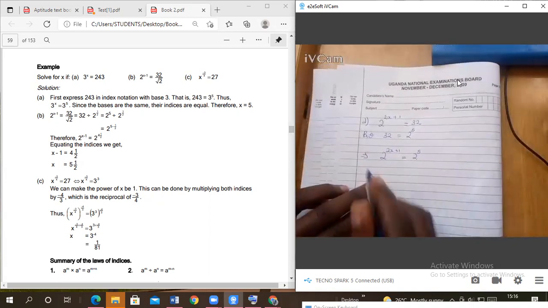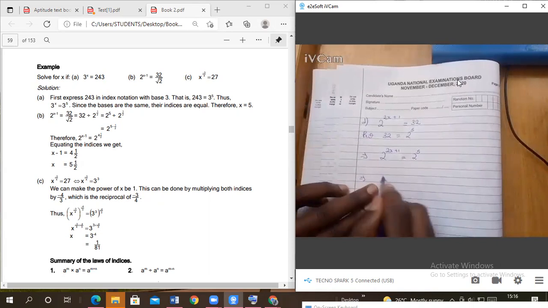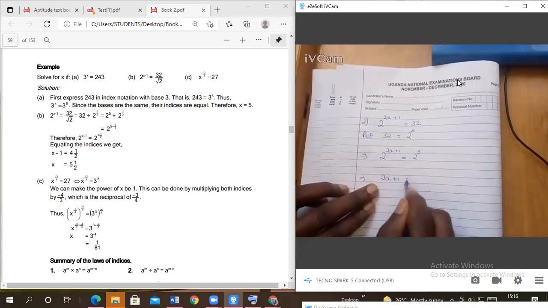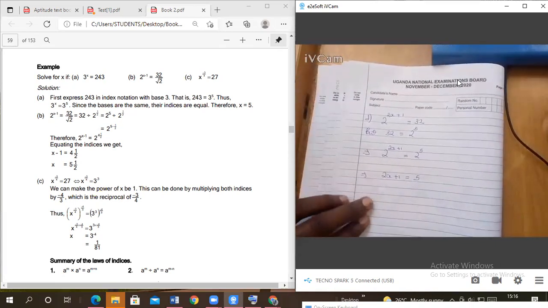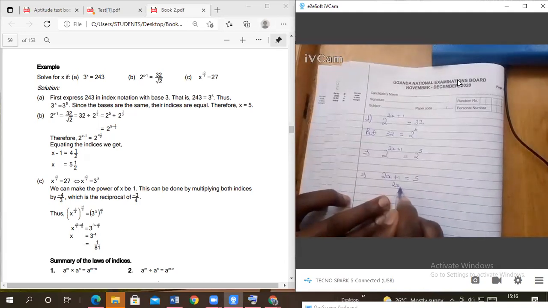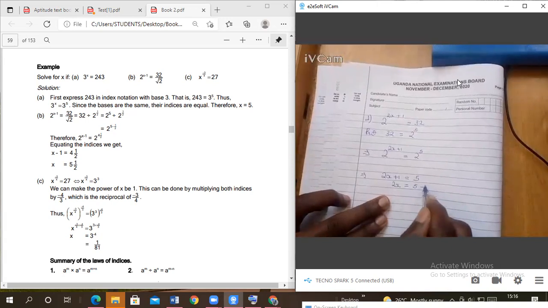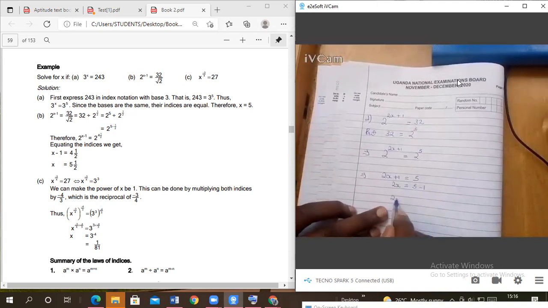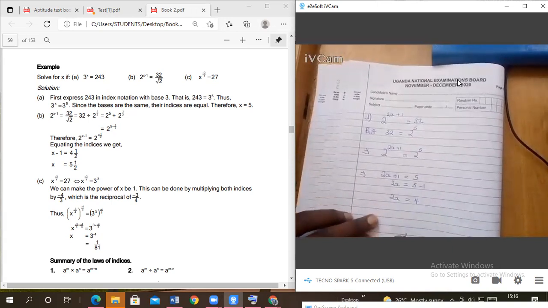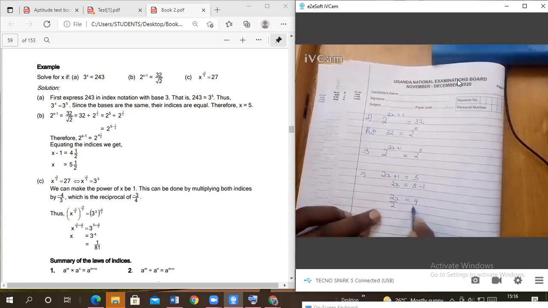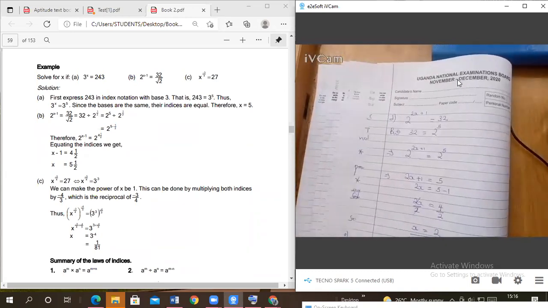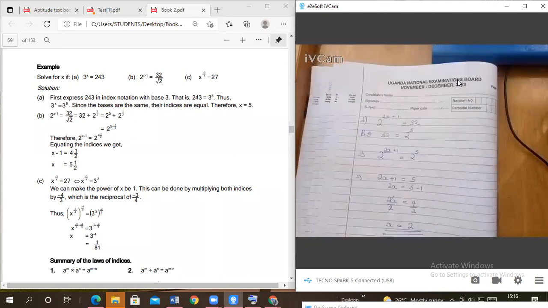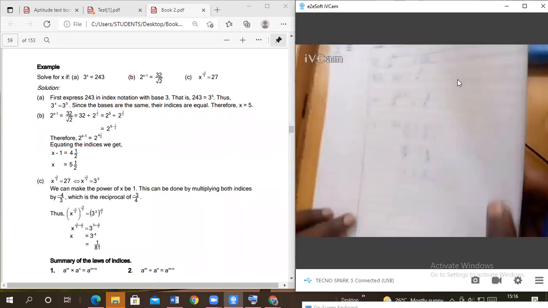We equate the powers. So this one, it implies now we shall have 2x plus 1 equals 5. So 5 minus 1, 2x equals 4. Divide also by 2. So our x equals 2. Is there any question on that? No.